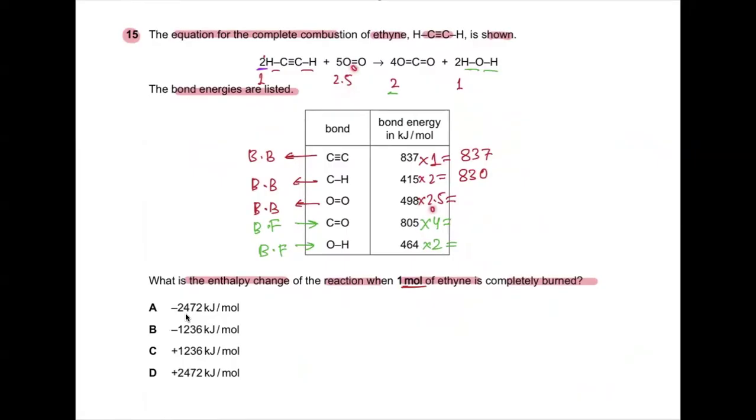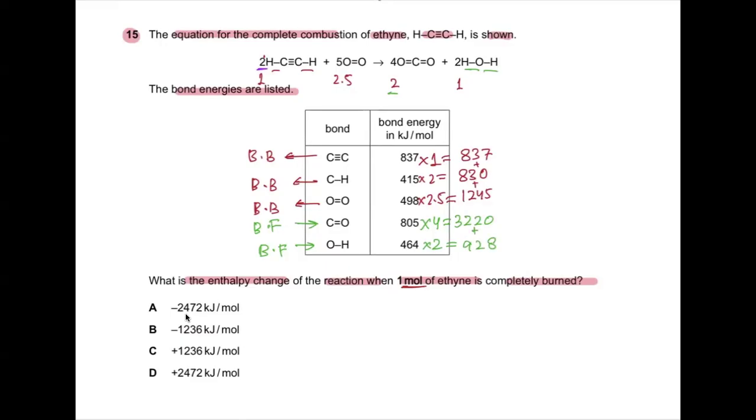So I'm going to multiply by 2.5. One carbon dioxide has 1245... and 805 times 4 is 3220. And it is going to be 928, right?